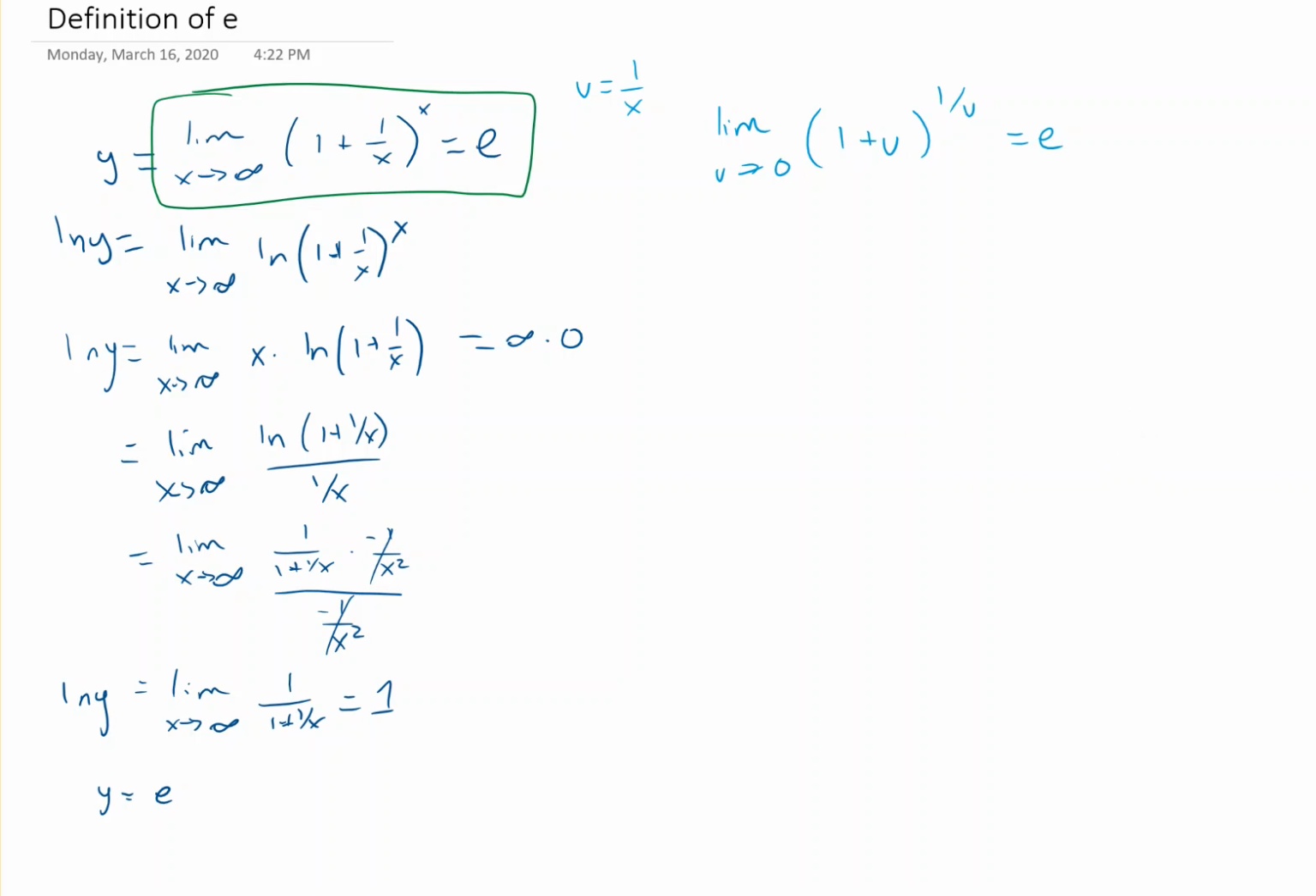And the cool thing is that the letters really don't matter, right? The letters are just some kind of placeholder variable. So just like I put u there, I could put w there, I could put y there, or I could put x there, which is what I initially had. So it's just another version of the definition of E that you'll sometimes see.